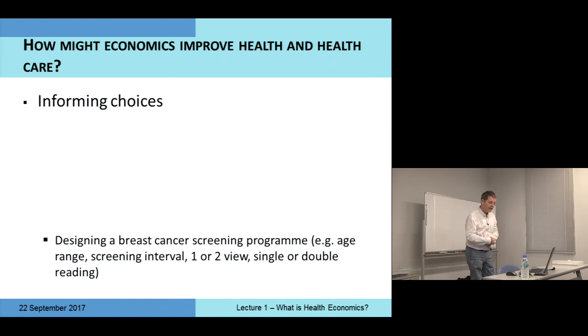Now, all of these choices are economic decisions to a large extent, because they all have the characteristic that by changing the age range, changing the screening interval, going for single view or two view, going for single or double reading, they all can let you improve the effectiveness of the screening. You can detect more cancer. But they all will involve more resources. So is it a good idea? You've decided you want a screening program.